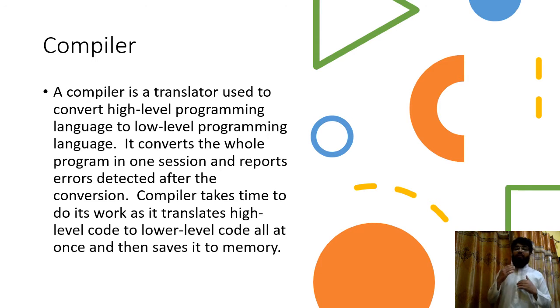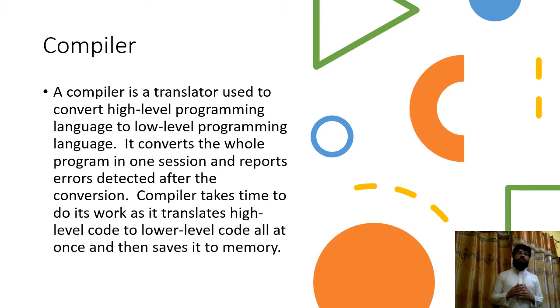That means if your programming language is too high-level, then a compiler takes too much time, because this is a high-level programming language. In that condition, a compiler takes too much time. That's why it translates all at once and then saves it into memory. The compiled program is saved in temporary memory, and if we save it, then the program is saved in the drive.